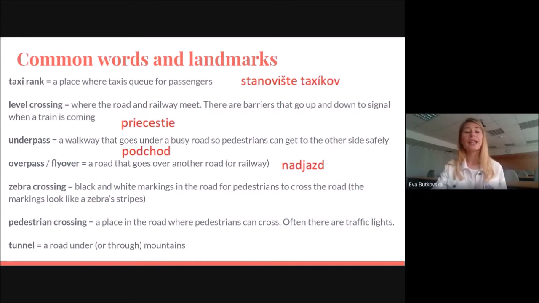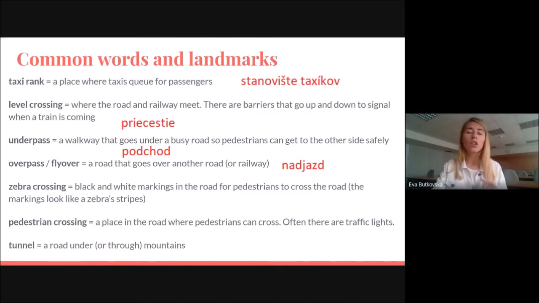Zebra crossing and pedestrian crossing have the same meaning if you think about it. Zebra crossing are those black and white stripes or markings on the roads where pedestrians cross the road. And pedestrian crossing is just a simpler way to say it. It's a place where the pedestrian can cross the road. So you can use zebra crossing or pedestrian crossing.